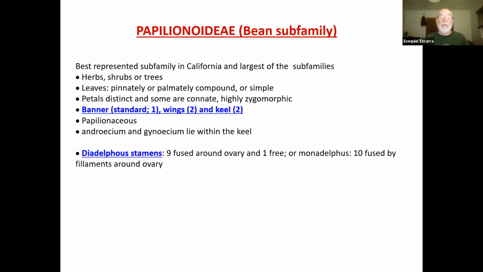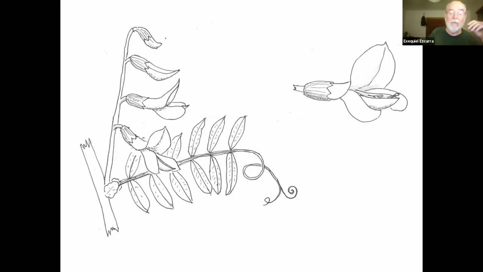Petals are distinct. So you have 5 separate petals, but the flowers are extraordinarily, very highly zygomorphic. And the stamens are normally fused. 9 stamens are fused around the ovary, and 1 may be free, or the 10 stamens may be completely fused. This is an illustration of the San Diego vetch, where you can actually see the papilionaceous flower.